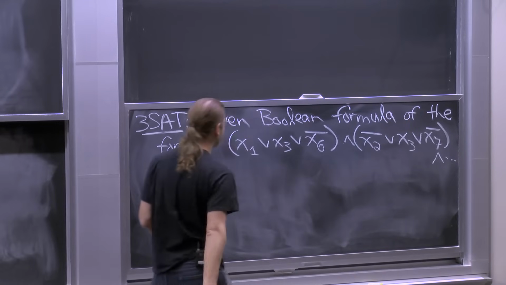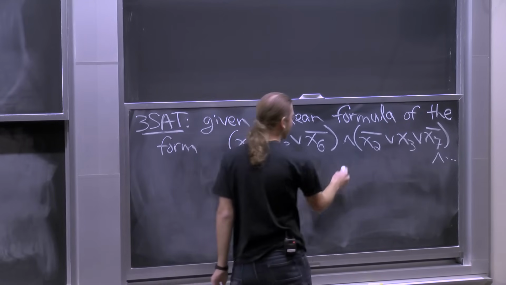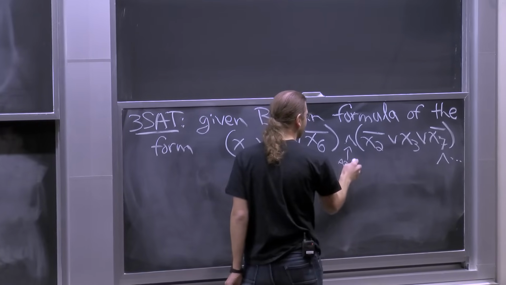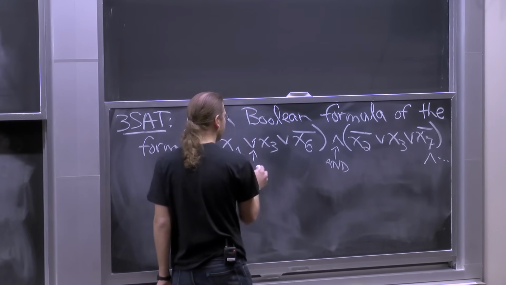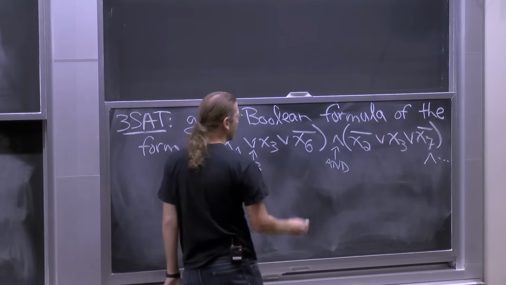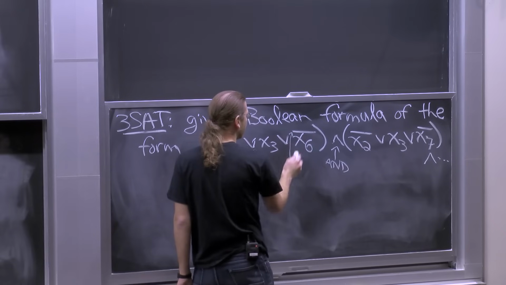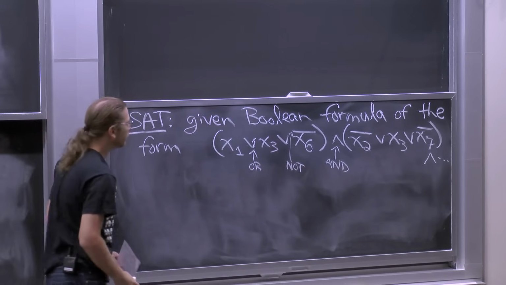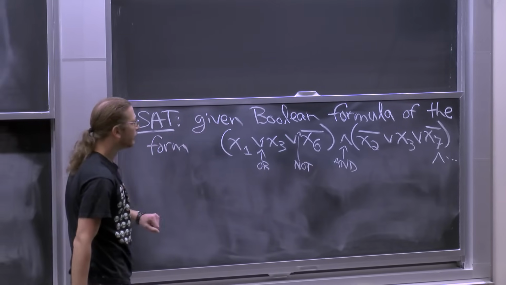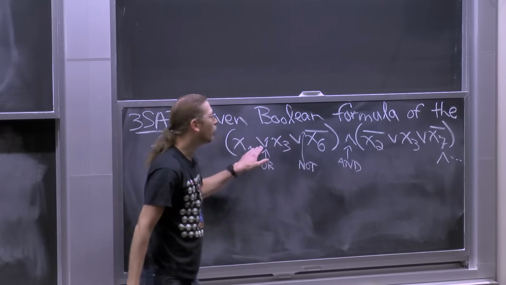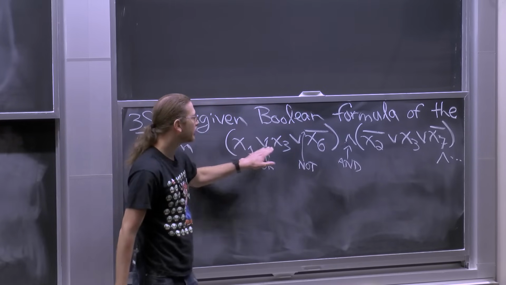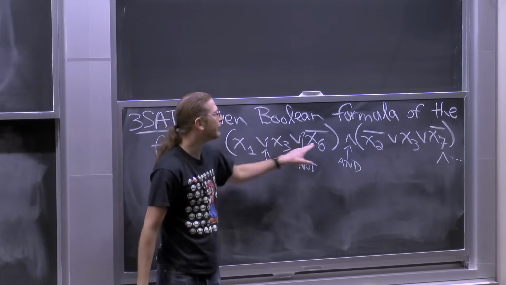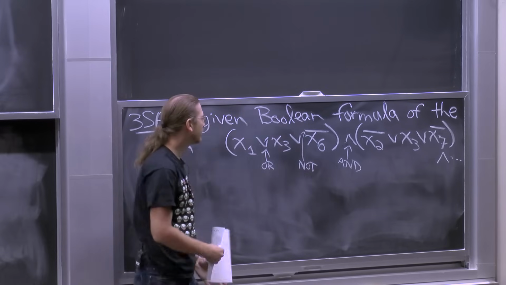And in case you've forgotten your weird logic notation, this is an and. These are ors. And I'm using this for negation, not. OK, so in other words, I'm given a formula which is an and of ors. And each or clause only has 3 things in it. These things are called literals.